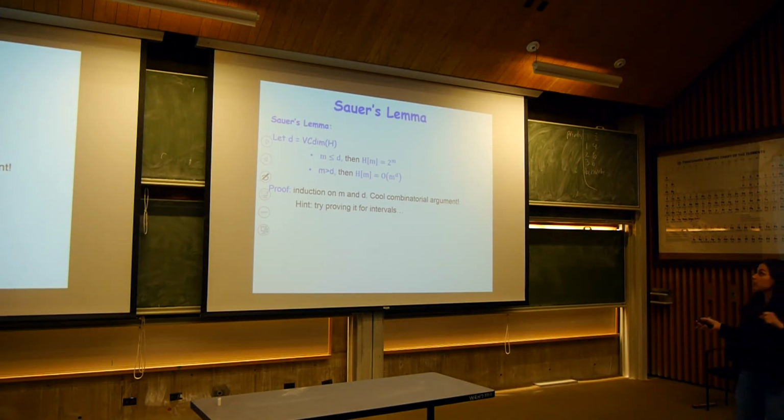And now let me go through this. What do I mean? If m, the number of points, is less than or equal to the VC dimension d, then I claim that H of m, the shattering coefficient, which is the maximum number of ways of splitting m points with concepts from my concept space, is 2 to the m. Do you guys believe that? It should be. Why is it so?